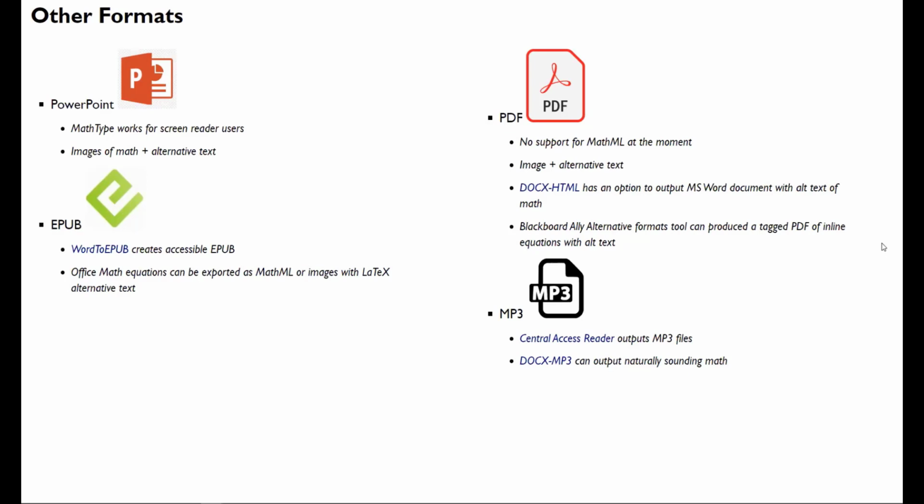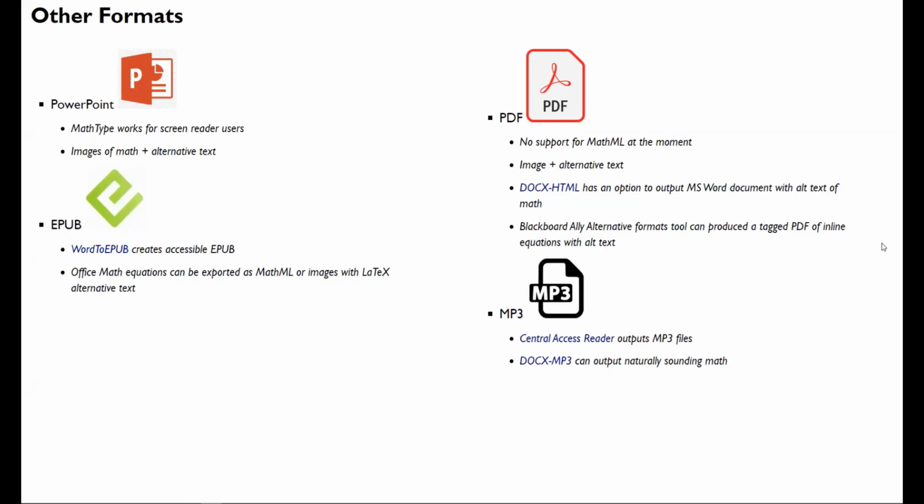EPUB is an eminently accessible format, including accessible math. So if you want to export to EPUB, let's say you have a large handbook, or maybe it's a course catalog for your institution, you want the math in that document, maybe for your math department, to be fully accessible. EPUB is a great format for that.